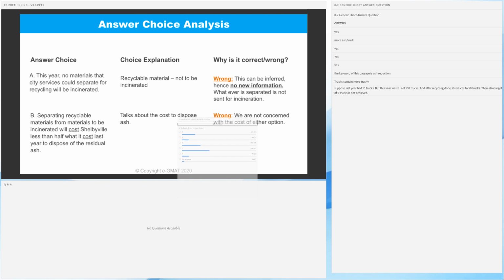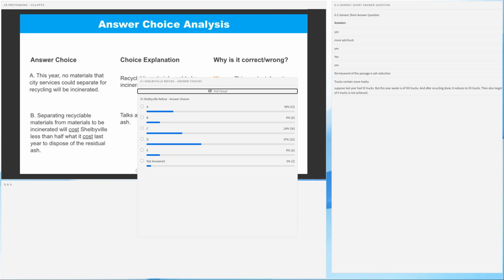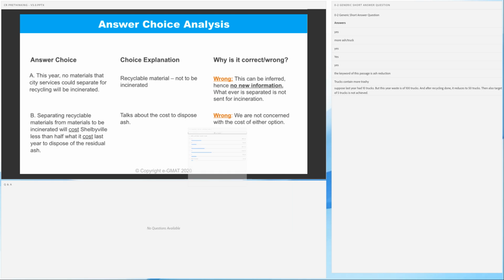This is how you guys polled. Choice D is the correct answer. 37% of you got to choice D. Look at how many people chose choices C and E. Choice B was popular. Choice A was popular as well. Choice A says, this year, no materials that city services could separate for recycling will be incinerated.